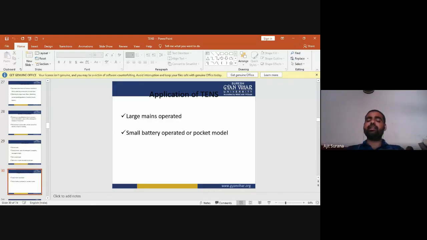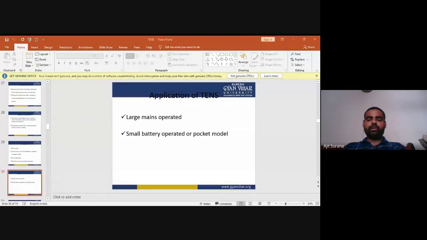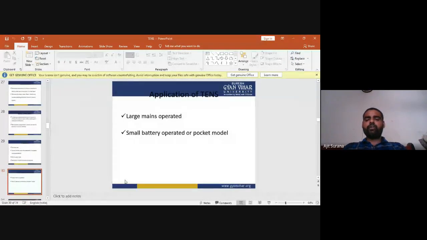Now the application of the TENS: large mains operated, or small battery operated, or pocket model.